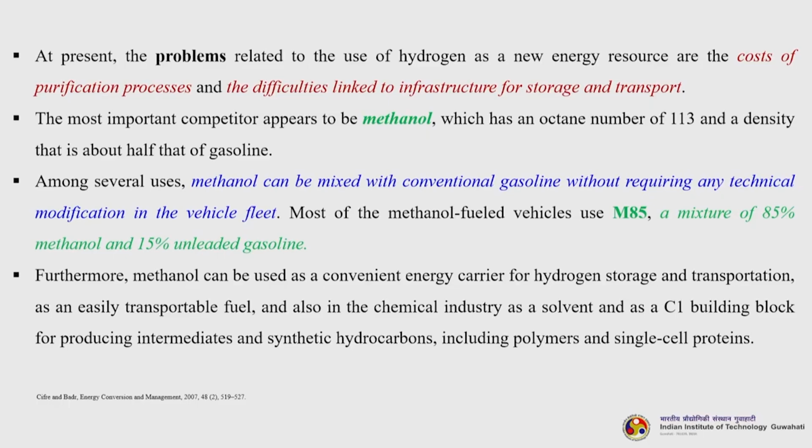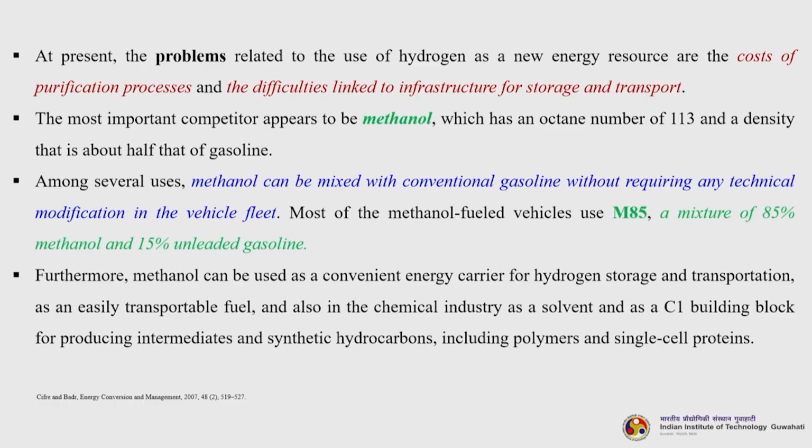And now, the most important competitor appears to be methanol, which has an octane number of 113 and a density that is about half that of gasoline. Among several uses, methanol can be mixed with conventional gasoline without requiring any technical modification in the vehicle fleet. So, that is the most interesting part of methanol blending. Most of the methanol fuel vehicles use M85. M85 is nothing but a mixture of 85% methanol and 15% unleaded gasoline.